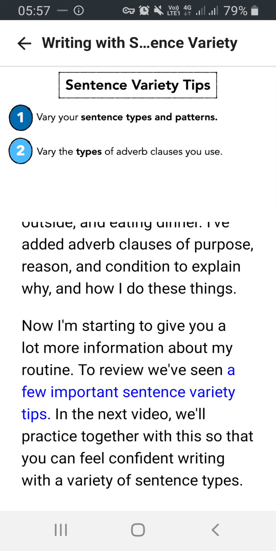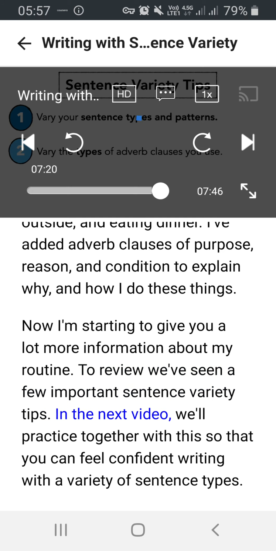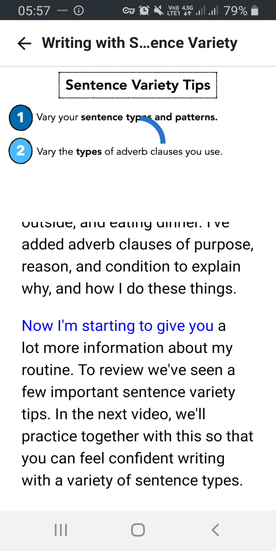To review, we've seen a few important sentence variety tips.